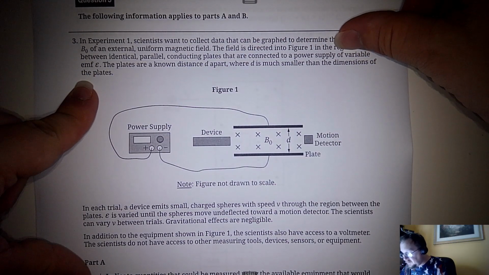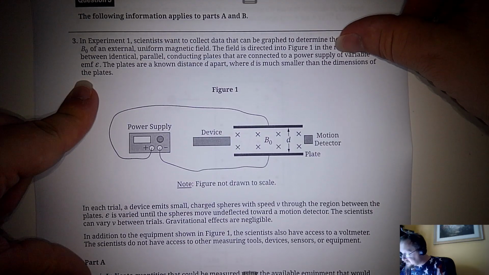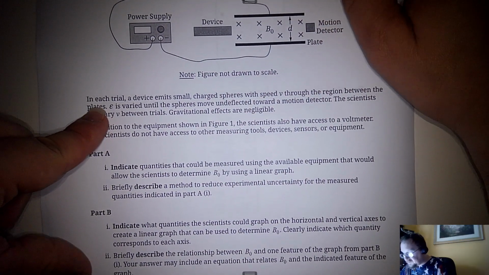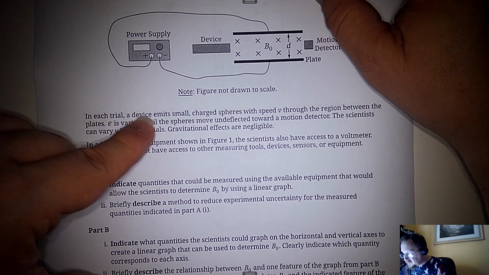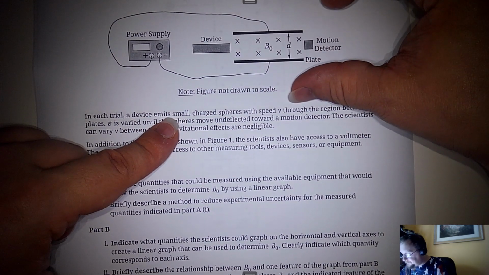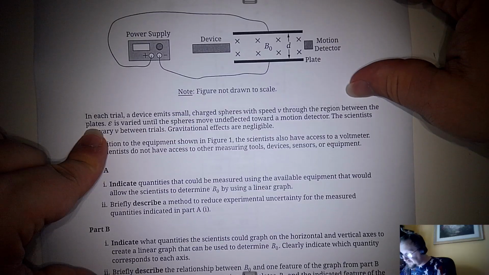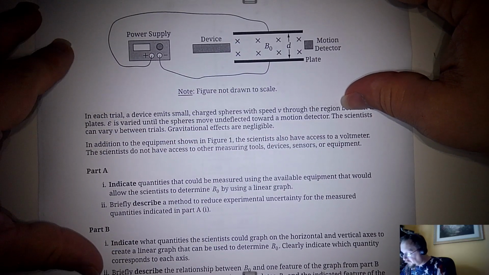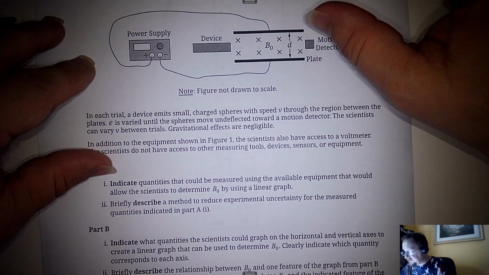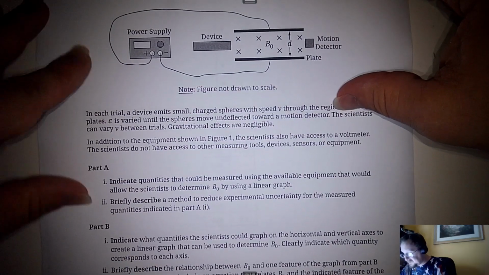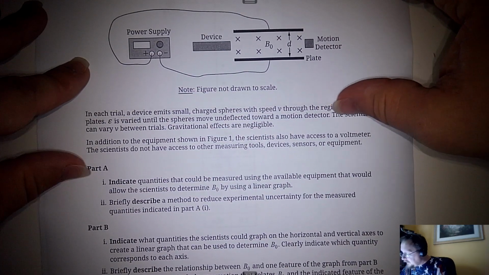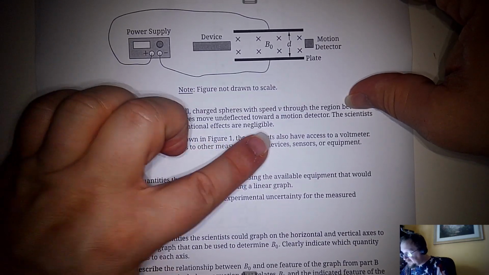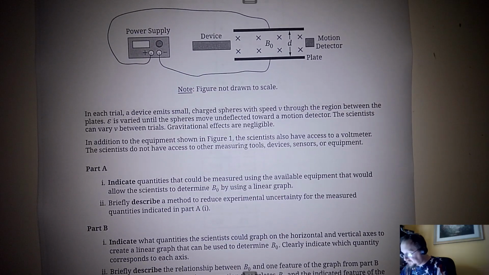The plates are known distance d apart, and d is much smaller than the plates so that we're not dealing with edge effects, is what that's for. Okay, in each trial, a device emits a small charged particle with speed v through the region between the plates. E is varied until the spheres move undeflected toward the motion detector. They're basically giving us the procedure right now. The scientists can vary V between trials. Gravitational effects are negligible. Does it output the value of V?